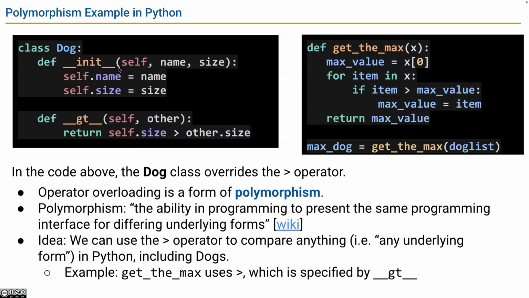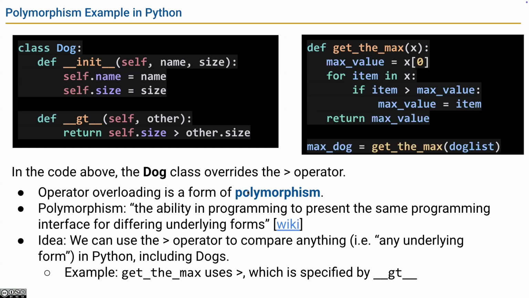So this approach right here, this is something called operator overloading. This does not exist in Java. And operator overloading is a form of what is called polymorphism. Polymorphism is sort of a tricky term in programming languages because it's kind of an abstract notion. But what I stole from Wikipedia is it's the ability in programming to present the same programming interface for different underlying forms. So the idea here is that we're using the greater than operator.